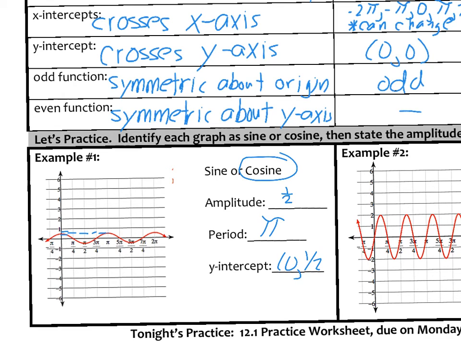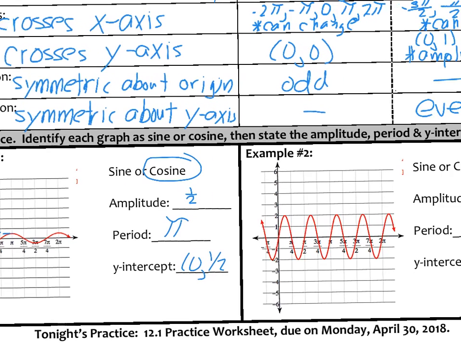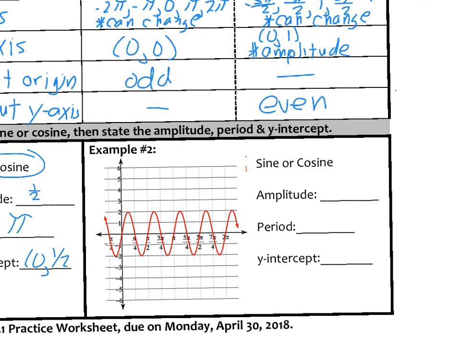Okay, let's move on to the second one. As you can see, this crosses the origin at 0, 0. It is symmetrical about the origin, so we do know it's a sine function. Okay, the amplitude varies from 2 to negative 2. So again, that distance is 4 between 2 and negative 2, and half of 4 is going to be 2.